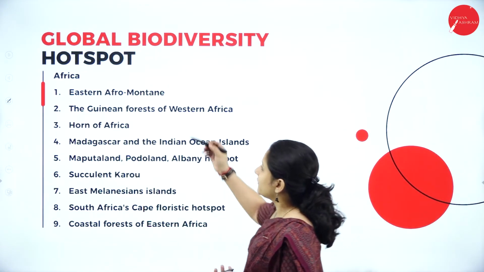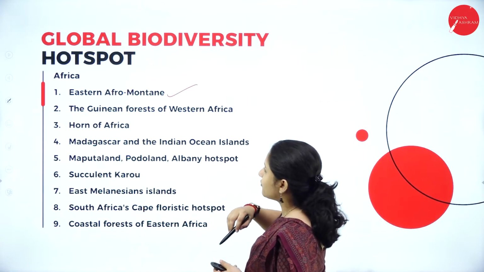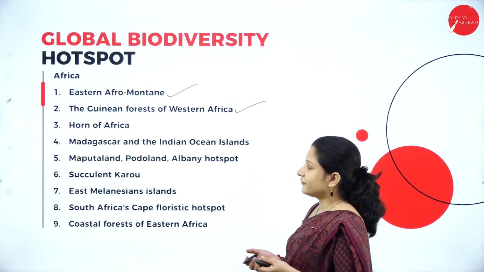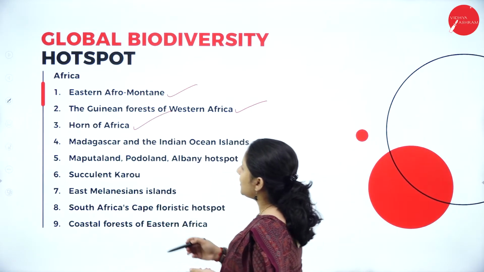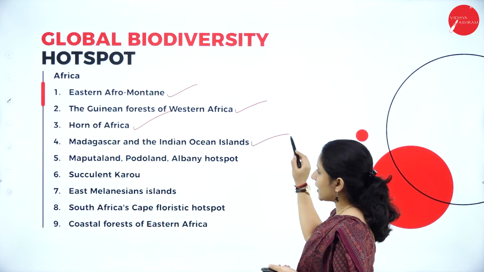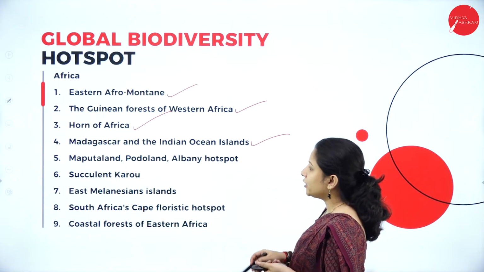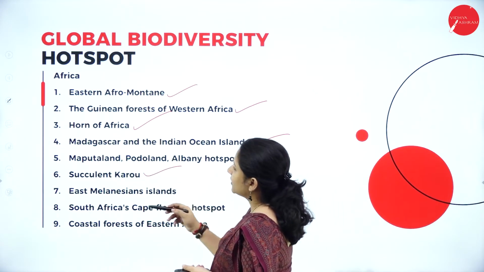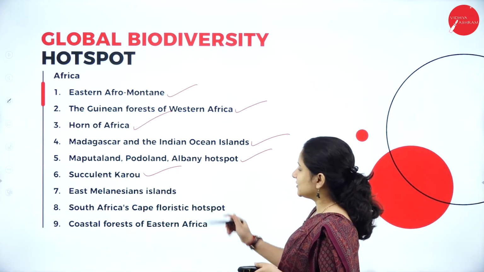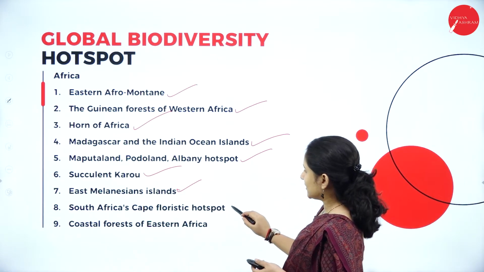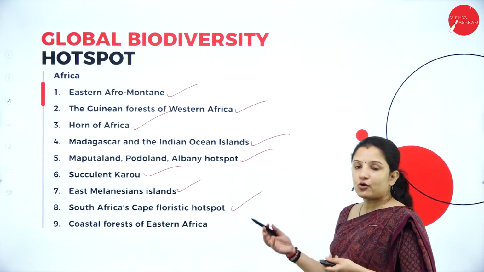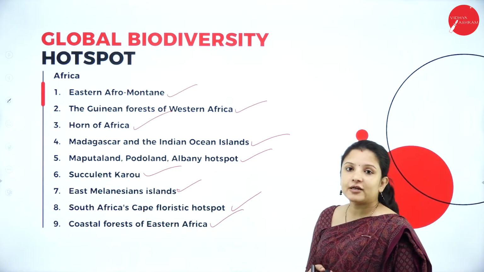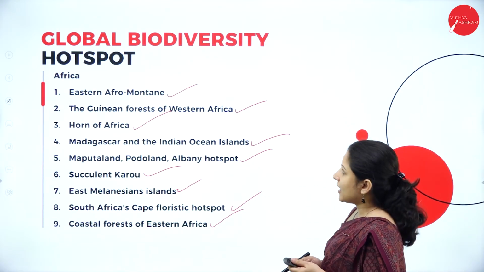So in Africa, we have the Eastern Afromontane, the Guinean forest of Western Africa, Horn of Africa, Madagascar and the Indian Ocean Islands, then Maputaland-Pondoland-Albany hotspot, then Succulent Karoo, then Eastern Melanesian Islands, then South Africa's Cape Floristic hotspot, and the coastal forest of Eastern Africa. So all these are the different biodiversity hotspots in Africa.